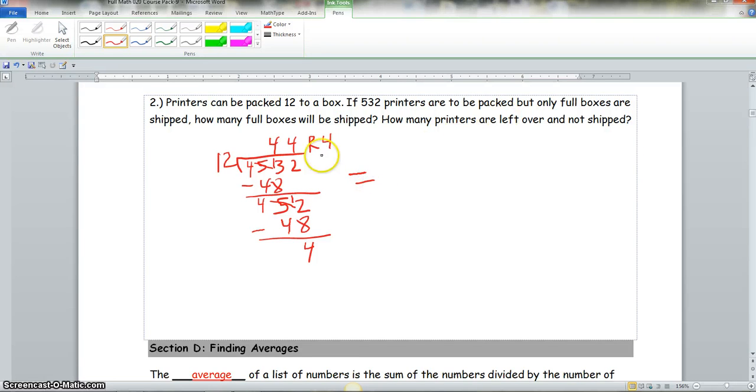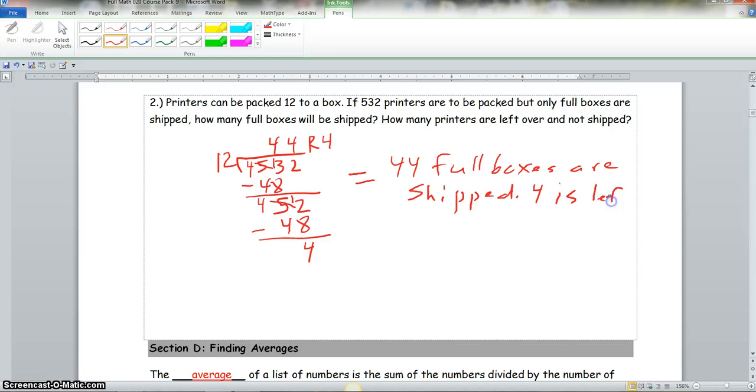So our answer to the first question, how many full boxes are shipped? We could say 44 full boxes are shipped. And then the answer to the second question, how many printers are left over and not shipped? You could write 4 is left over and not shipped. And you know it's 4 based upon your remainder.